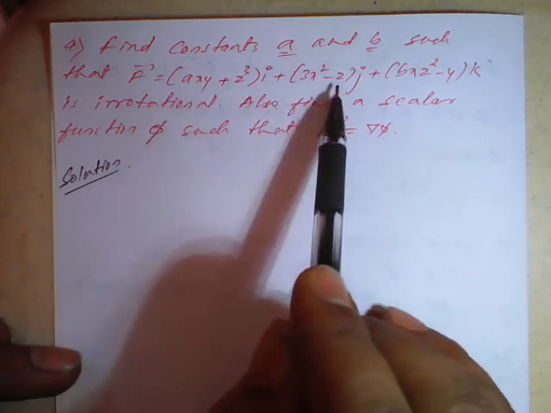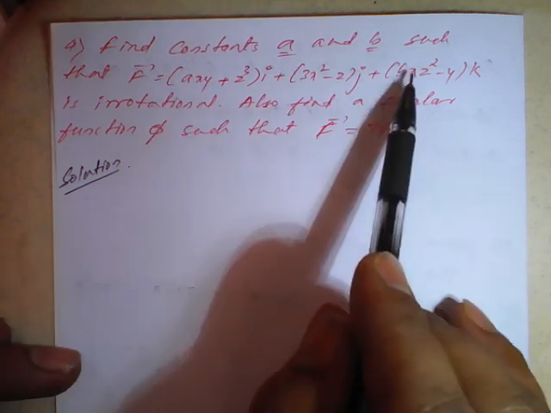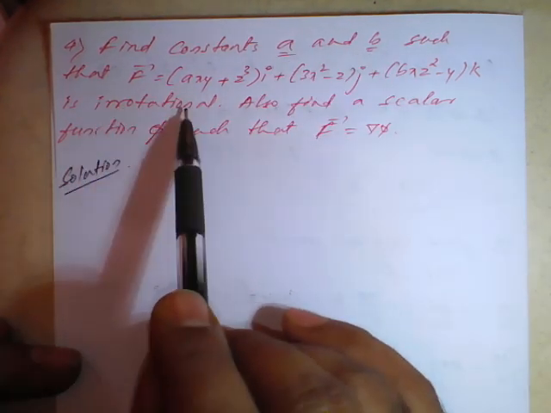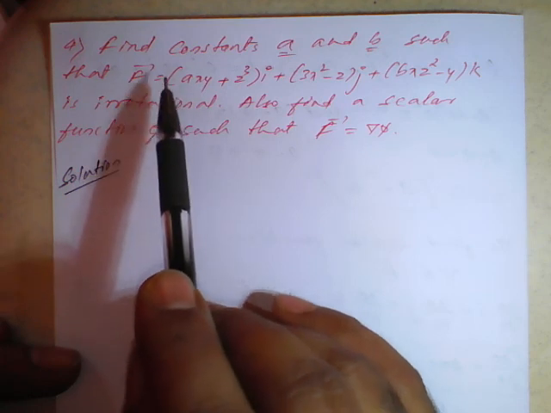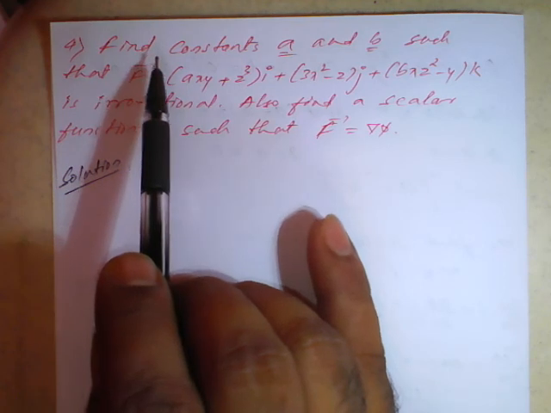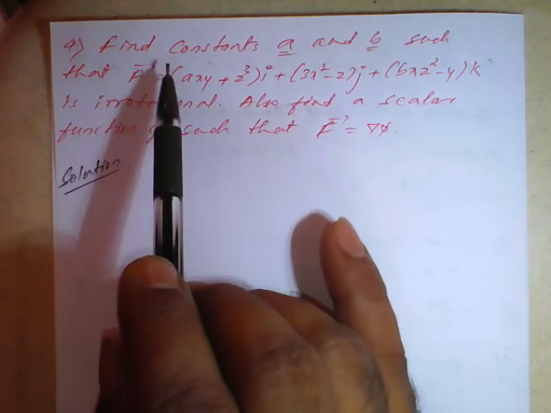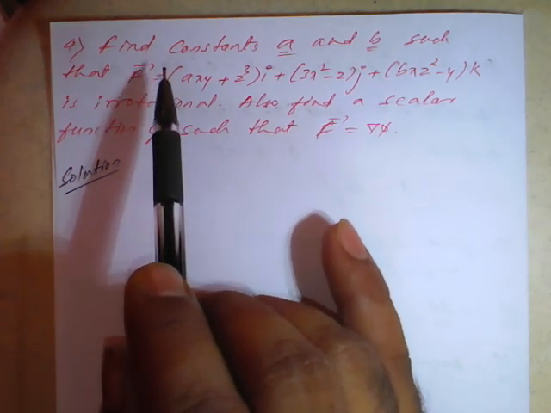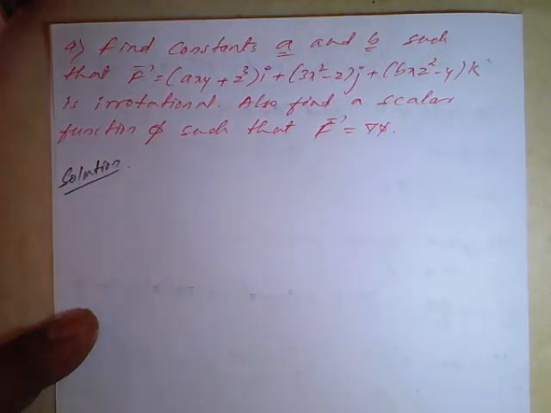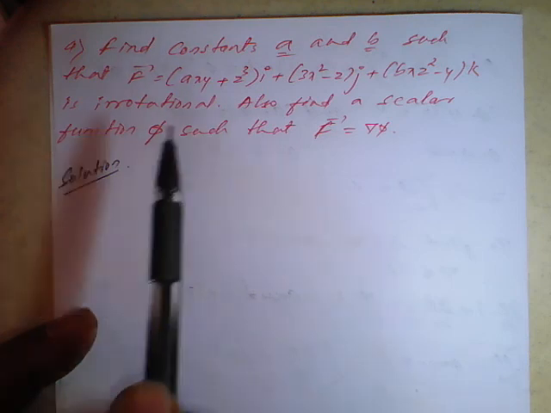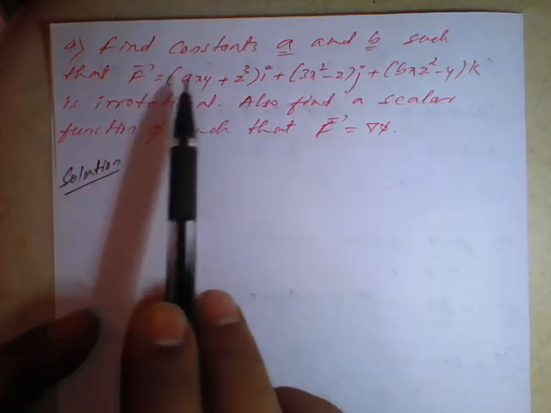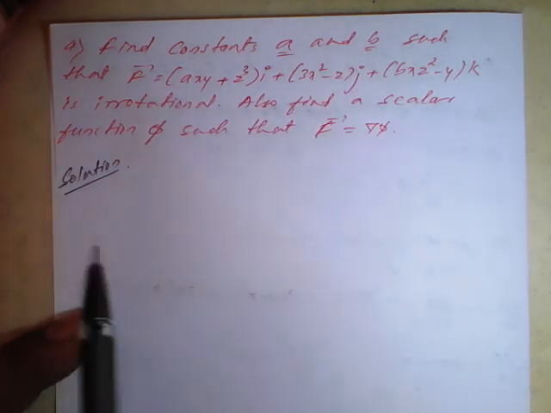So in this vector f we have two constants a and b, which we need to find first by using the condition of irrotational. They are telling us already that the given vector f is irrotational. Here they are not asking whether the given function f is irrotational. If they ask you to show or prove that the given vector f is irrotational, then we need to prove it. But here they are telling the vector f is already irrotational, and with the condition of irrotational we need to find the values of a and b.